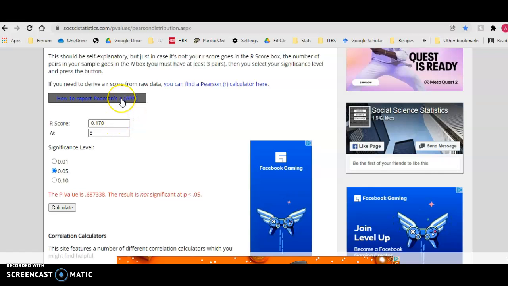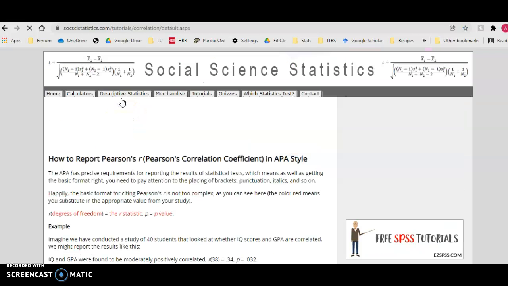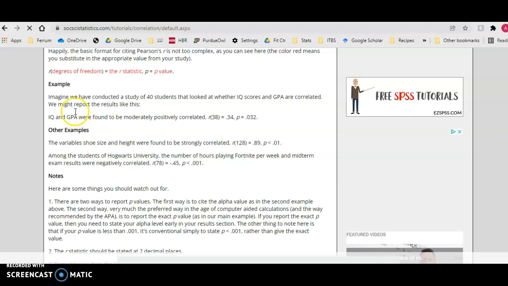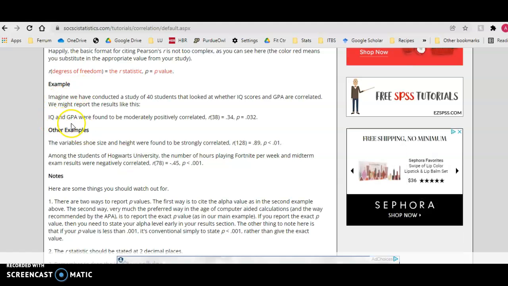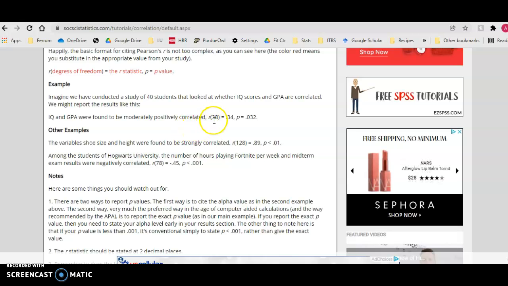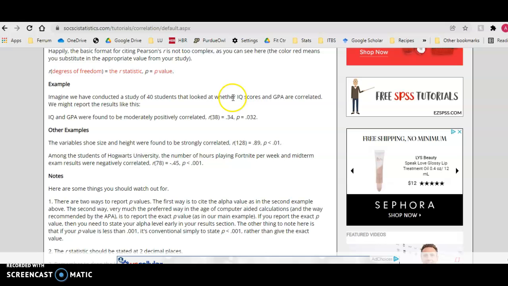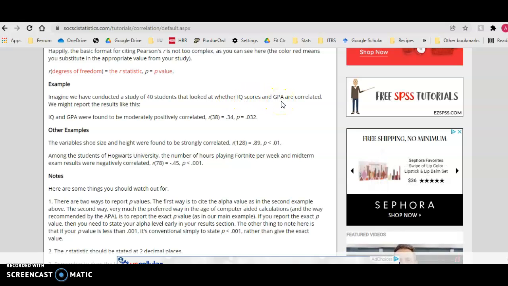So how we would report this, how you're going to report it on your paper. Here's an example. IQ and GPA were found to be moderately positively correlated, r(38) equals 0.34, p equals 0.032. So for this one, imagine we've conducted a study of 40 students, remember it's 40 minus 2, that looked at whether IQ scores and GPA are correlated or there's a relationship. We might report the results like this.